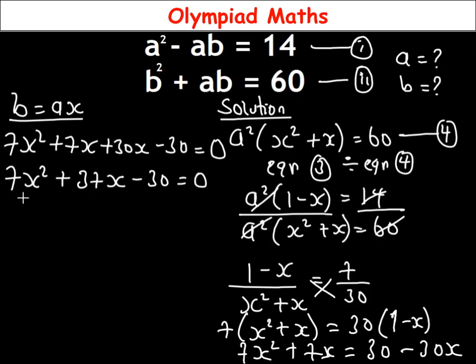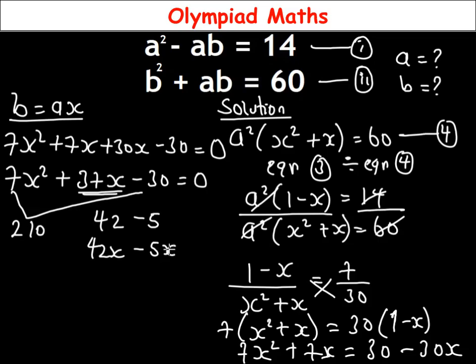At this junction, we are then going to factorize. So 7 times 30 is 210, right? And this 37x right here, two factors that multiply to give us 210 are 42 and 5. Also, if you subtract or add them, will they give us 37? Trying it out, 42 minus 5 gives us 37. So we replace 37x with 42x minus 5x.